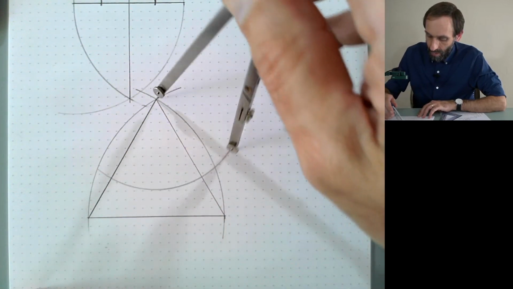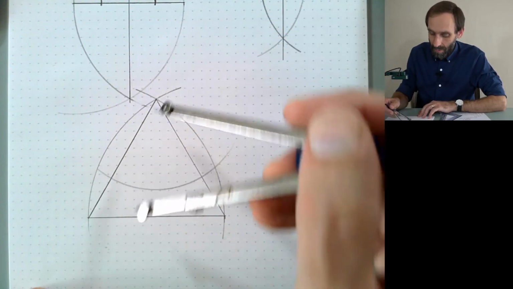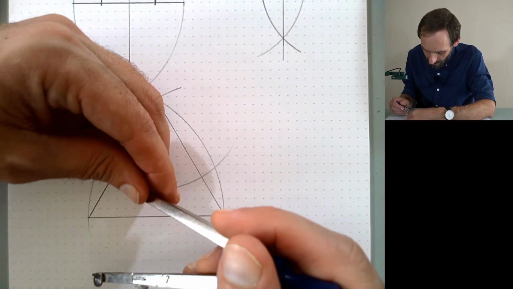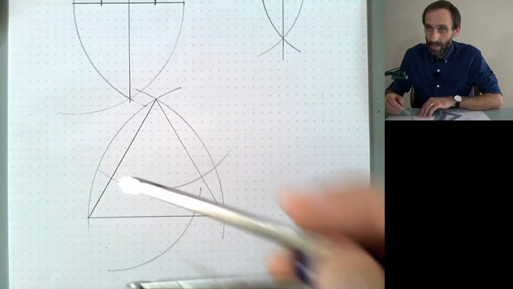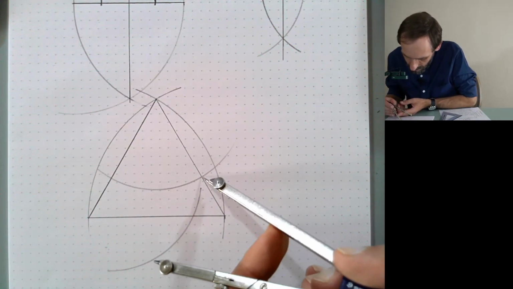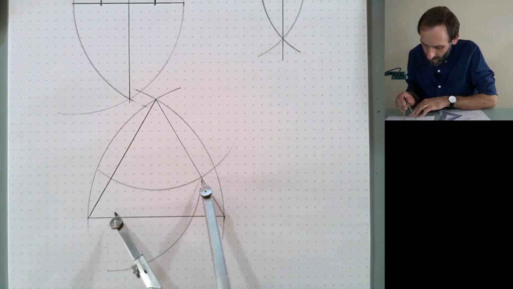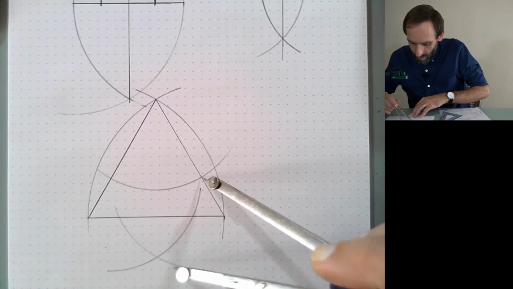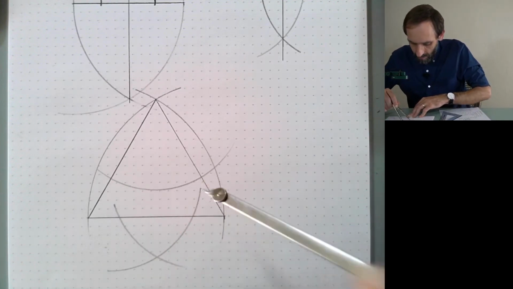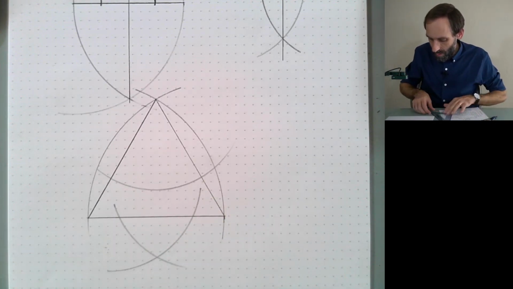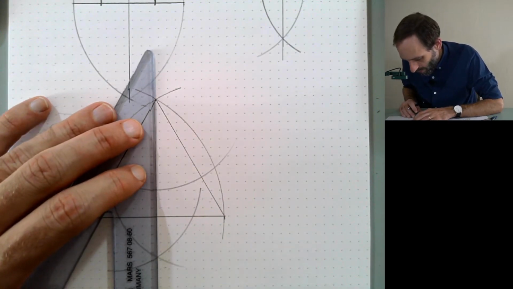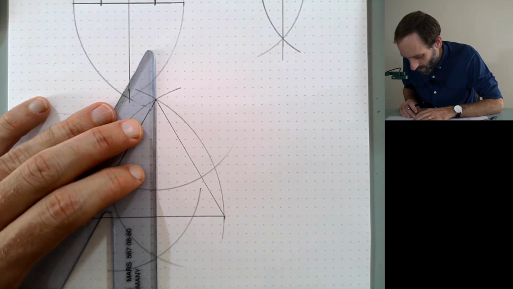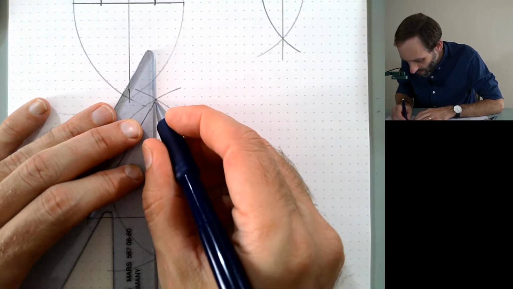I'll draw an arc across here, and then keeping the same compass setting, I'll draw an arc across like that. And then setting it to this intersection point, I'll draw an arc across like this. And now I'm going to draw my angle bisector, which also happens to pass through the original line segment.